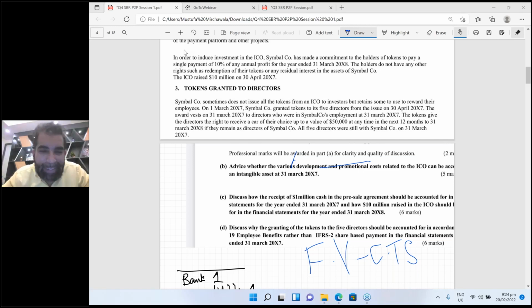But yes, cryptocurrency has an active market. Cryptocurrency is the ideal example. It is normally traded on a daily basis.